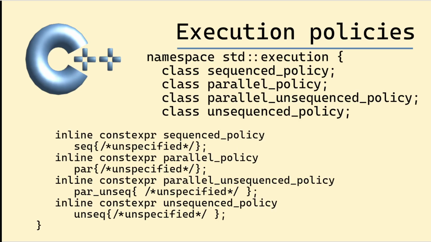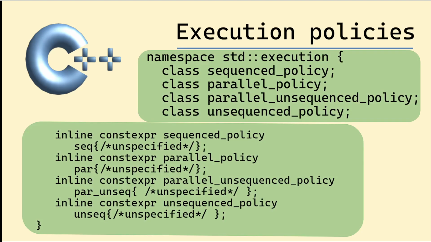Now let's talk about execution policies. Execution policies are types, defined as classes, within the namespace called std::execution. These are the forward declarations of the classes: sequenced policy class, parallel policy class, parallel unsequenced policy class, and unsequenced policy class. And in the same namespace we have the instantiation of those classes.